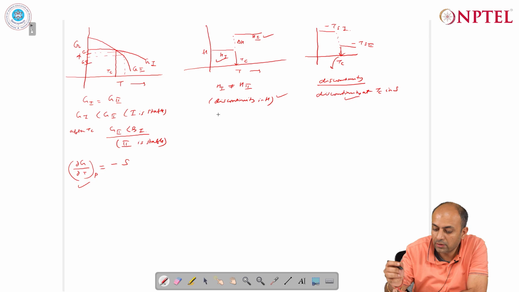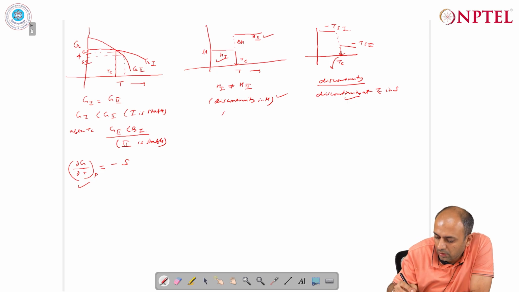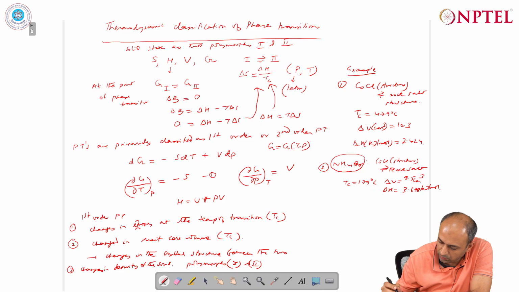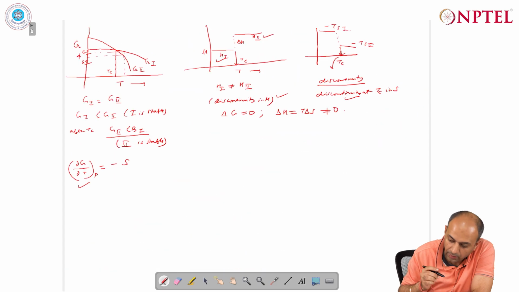So it is important to keep in mind now that at the phase transition temperature delta G is equal to 0, however delta H is equal to T delta S, which is not equal to 0, and this allows us to evaluate the entropy change associated with the process. So the first order phase transition we see very clearly is marked by a discontinuity in enthalpy and entropy. We saw the volume change also is changed. The structure is also changed. Now let us look at the second order phase transitions.